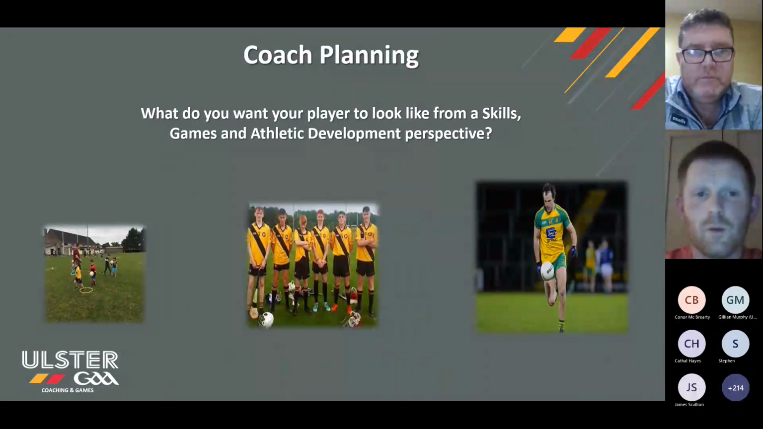So probably a question that, as a coach, again, depending on whatever age you work at, what do you want your players to look like from a skills, games, and athletic development perspective? Probably with most age groups we have them for a minimum of 2 years. So if you're an under 7 coach, you're probably going to be with that group for a minimum of 2 years. So ask yourself, what do you want your players to look like from a skills perspective when they leave us in 2 years, from a games perspective when they leave us in 2 years, and an athletic development perspective when they leave us in 2 years, and then you work back from that.